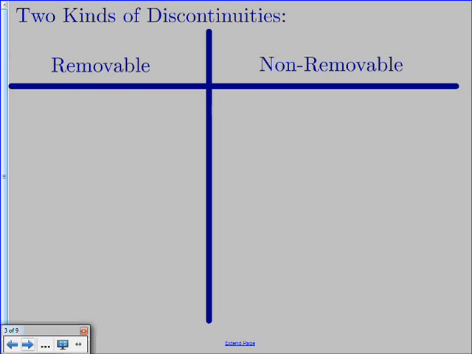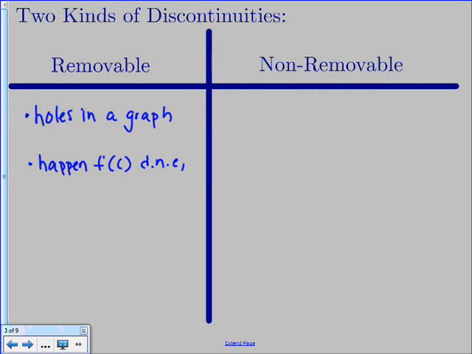The first type is on the left, and it's called removable. And what these look like on graphs is they look like holes in a graph. So visually, that's how you could see them. And these happen when the function value doesn't exist. So these happen when f of c does not exist, but the limit still exists. So the limit as x approaches c of f of x does exist. So that's when a removable discontinuity is going to happen.